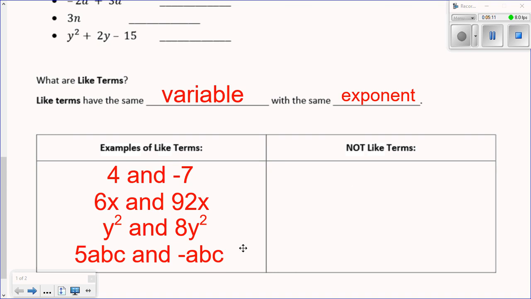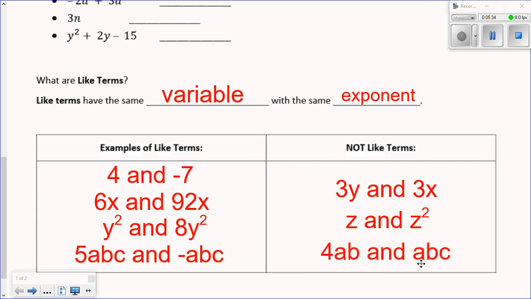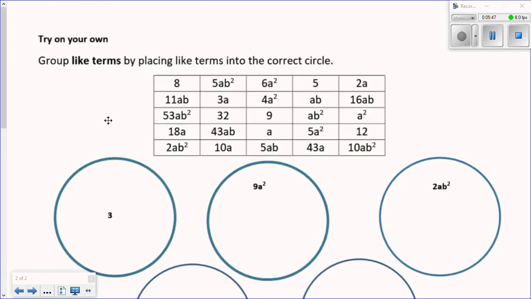Some examples of non-like terms. 3y and 3x. Just because they have the same number in front does not make them like terms. They have to have the same variable. z and z squared. Yes, they have the same variable, but they need to have the same exponent. This one's got a square, this one doesn't have one. So they are not like terms. 4ab and 4abc. Yes, they both have the ab part, but this one's got the extra variable of c, so that makes them not like terms.